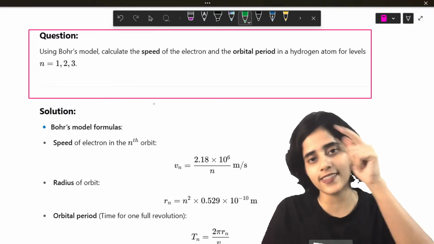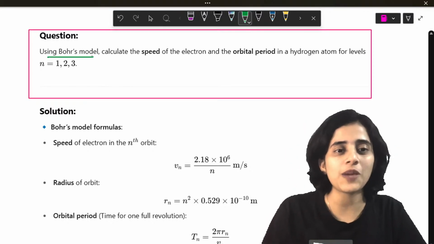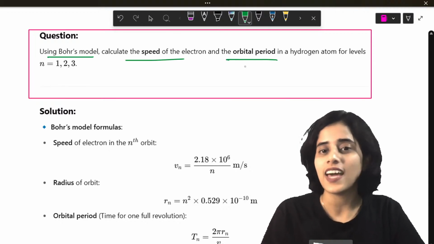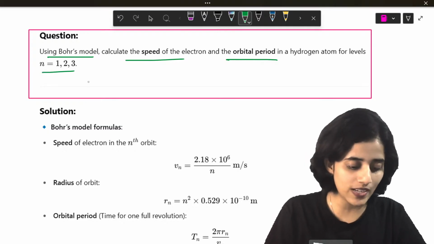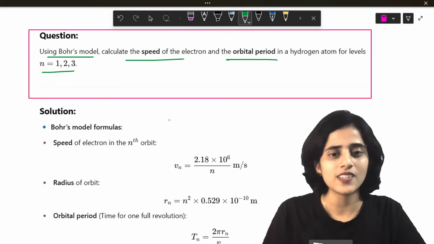Yes, Rocker, this is the last question. Using Bohr's model, calculate the speed of the electron and the orbital period in a hydrogen atom for levels n is equal to 1, 2 and 3. So this is very easy.